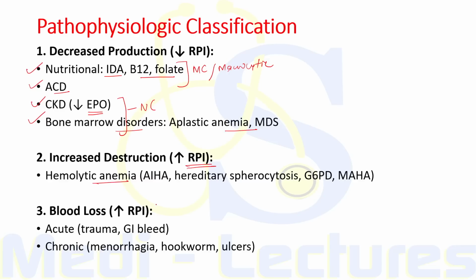Then blood loss will also lead to increased RPI, which can be acute blood loss due to trauma or GI bleed, and chronic blood loss due to menorrhagia, hookworm, ulcers, etc. Now menorrhagia can also lead to iron deficiency anemia, which will be microcytic hypochromic anemia, and this will lead to low RPI, while menorrhagia can also lead to increased blood loss, which can be stimulatory for bone marrow, leading to increased RPI.